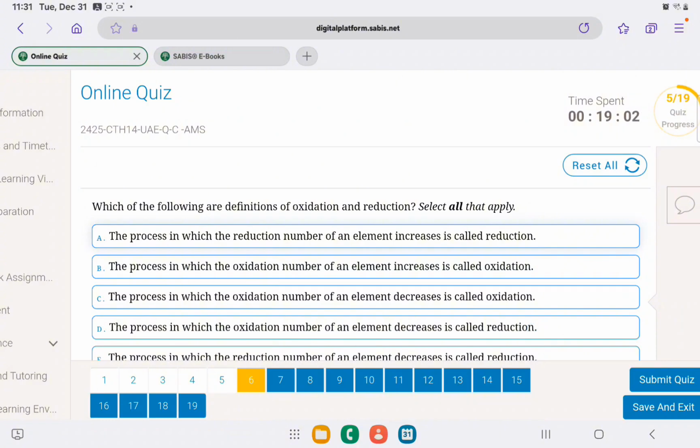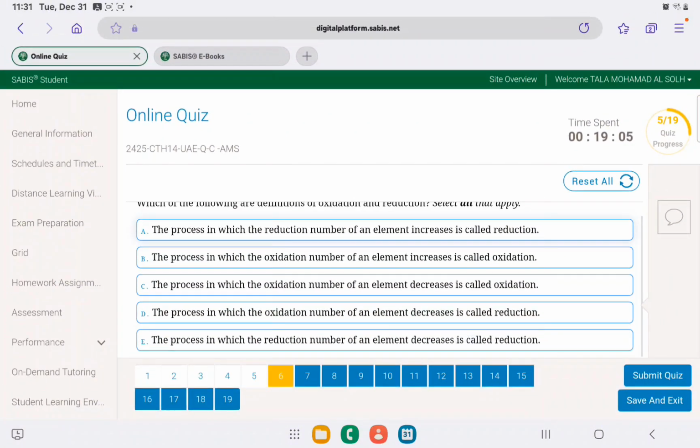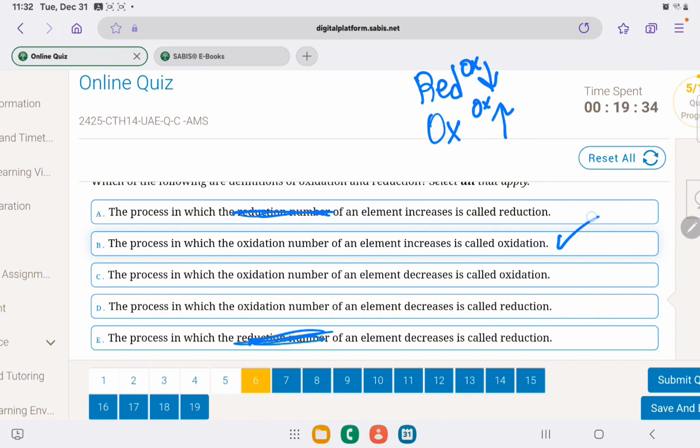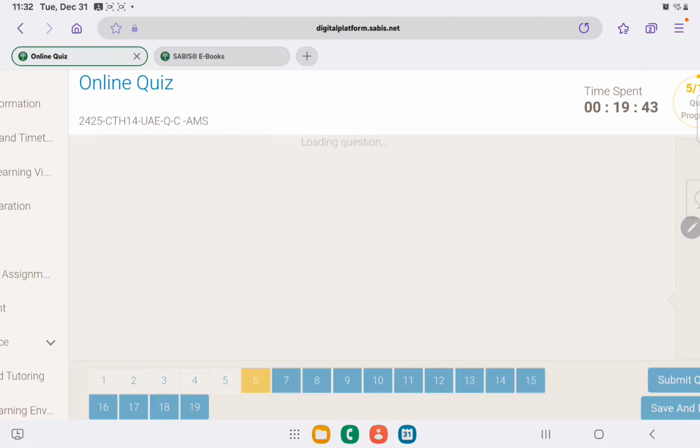Which of the following are definitions of oxidation and reduction? Before you read the options, you can cancel out the options that say reduction number, because we didn't take that. We only took oxidation number. If you remember, reduction is when the oxidation number decreases, and oxidation is when the oxidation number increases. So the process in which the oxidation number of an element increases is called oxidation, that is correct. The process in which the oxidation number of an element decreases is called oxidation, no, it's called reduction. So it's these two options.